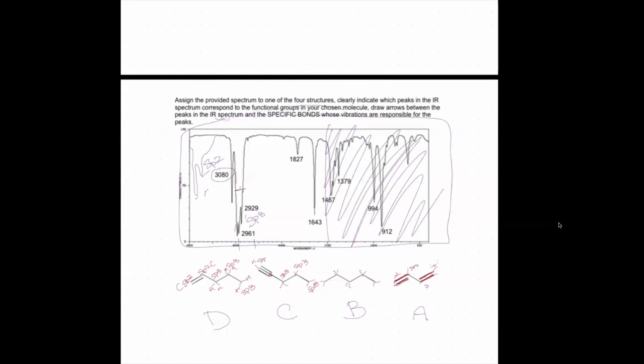Let me erase some of this stuff. So really you're just looking at this right here. This is an sp2, and this is sp3. Then if you look at your graph, what's around 1827?